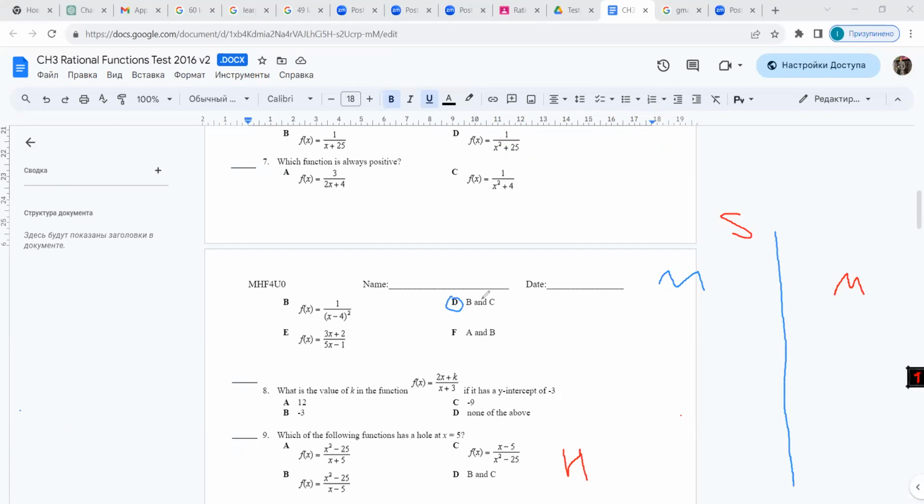Safa, B and C. B, correct. Denominator is squared, so always positive. Numerator has no minus in it, so it's also positive. So basically positive on top, positive on bottom gives always positive. As well as C, x squared plus 4 could never be negative, and numerator is always positive too. Good job, Hala. Oh, good job, Safa, sorry.